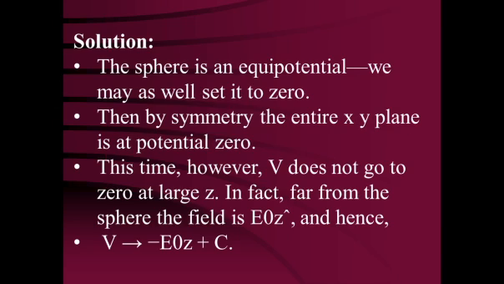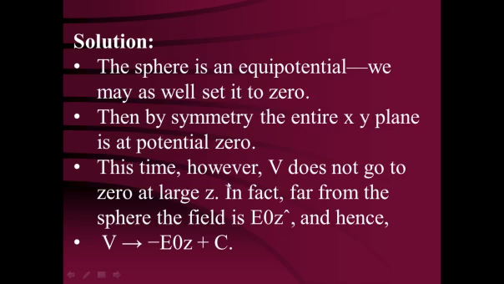We can find that potential because the electric field is the negative gradient of the potential. So, minus del V is equal to the electric field. If we differentiate, del V upon del z is equal to minus E0, and if we integrate this, we will find that V, the potential, is a function of E0 z, and C is the constant of integration.